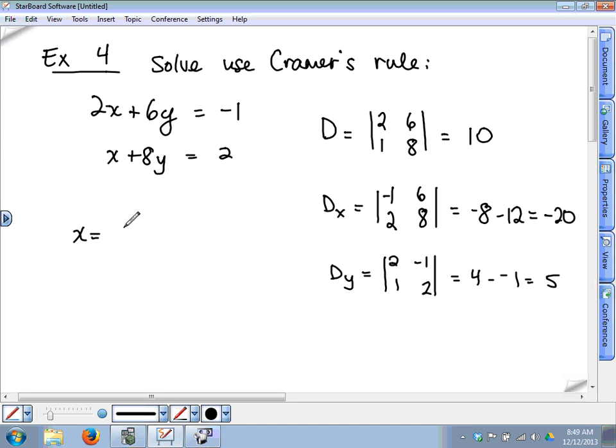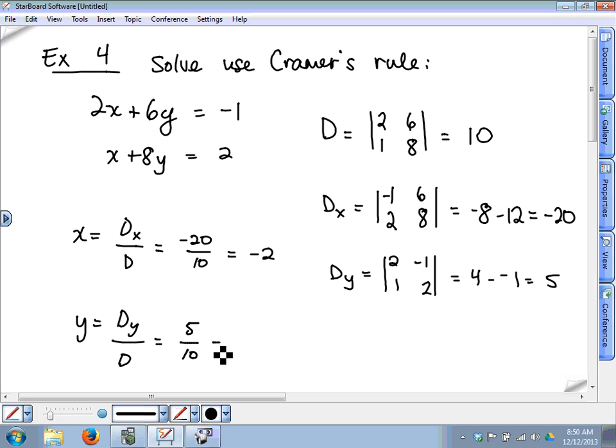So Cramer's rule says your value for x is D sub X divided by D. Negative 20 over 10 is negative 2. Your value for y is D sub Y over D. So it's 5 over 10, which is 1/2. So your solution is negative 2 comma 1/2.